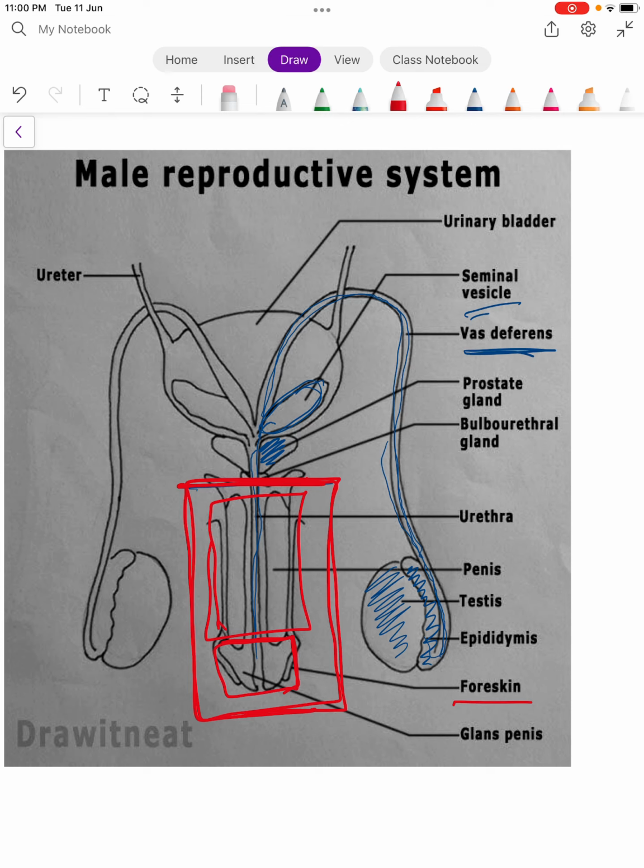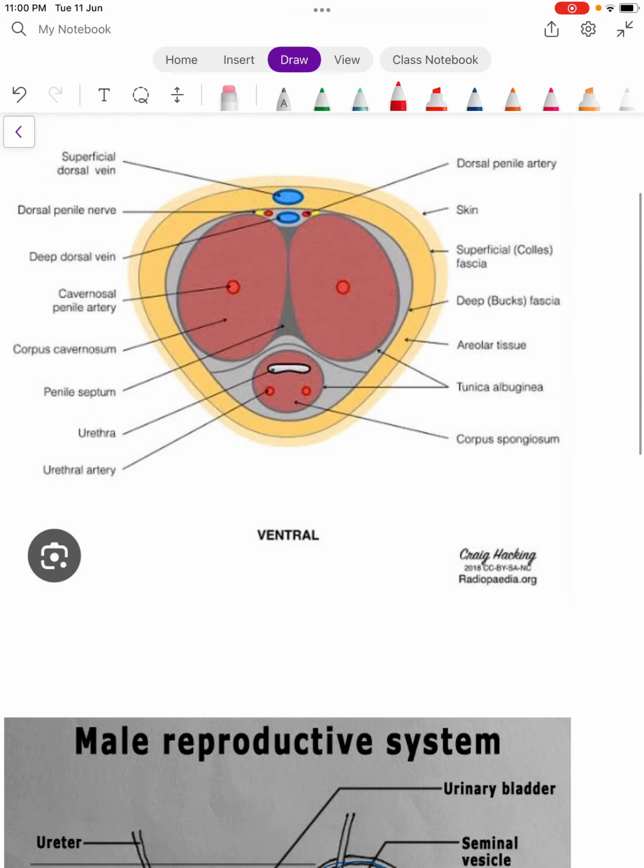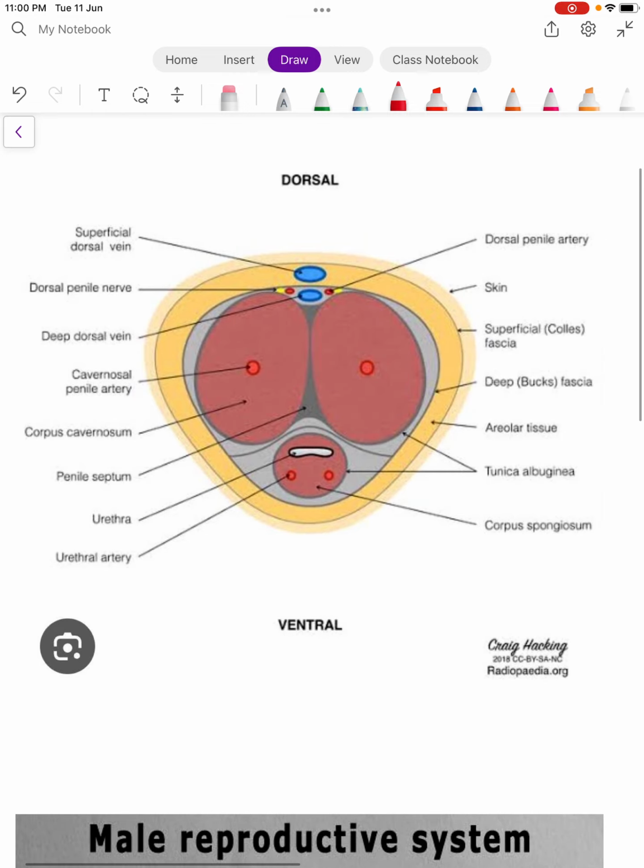So glans is covered by a skin, we can say the foreskin, and the technical term of this foreskin is prepuce. तो स्किन को क्या बोलते हैं, prepuce. So it is the basic structure of penis. So the anatomy of the penis is, so you can see here the diagram, this is the dorsal side and this is the ventral side, and this is a transverse section of the penis.